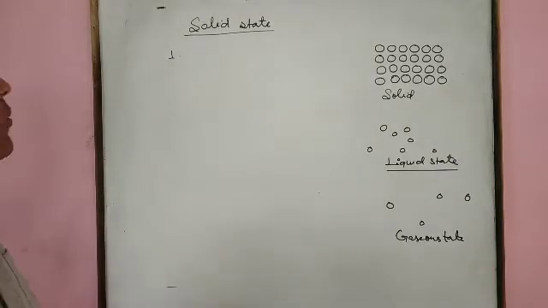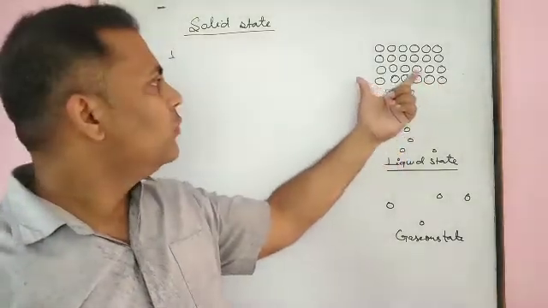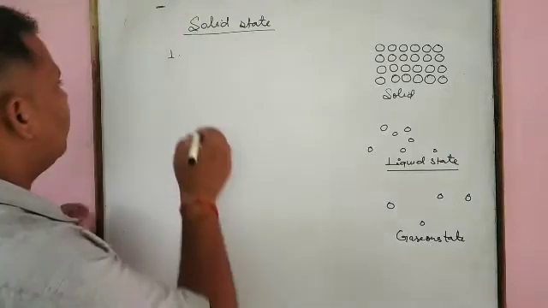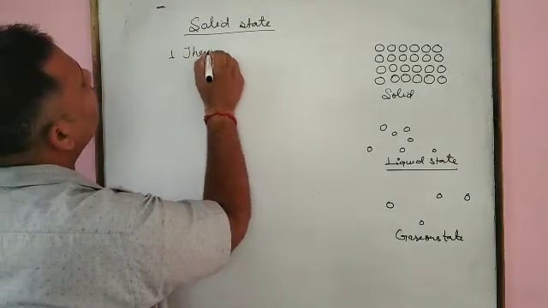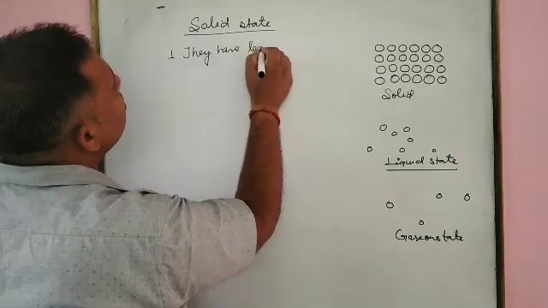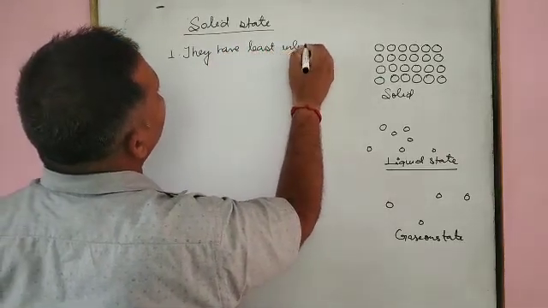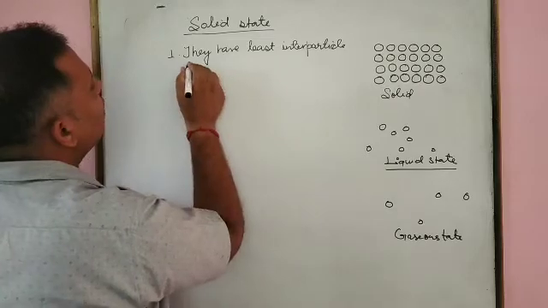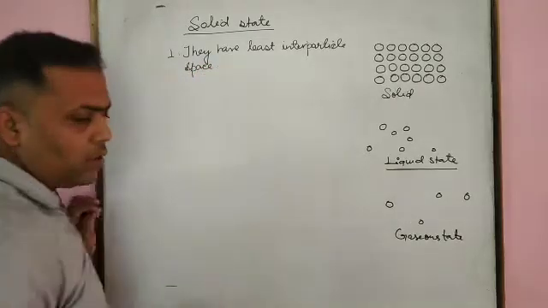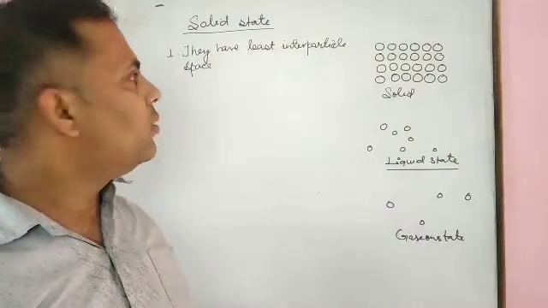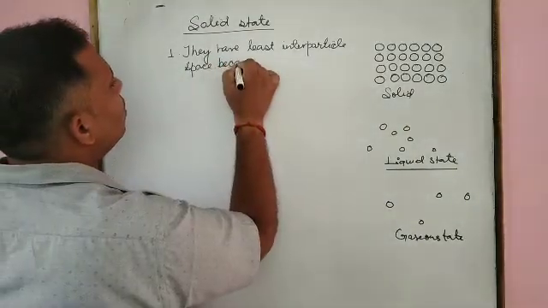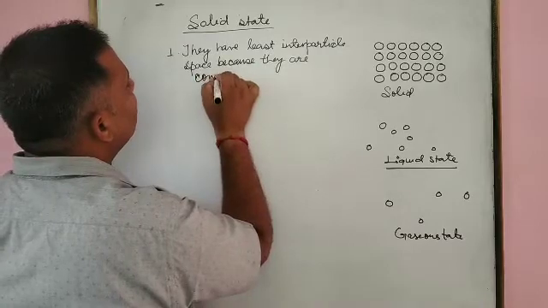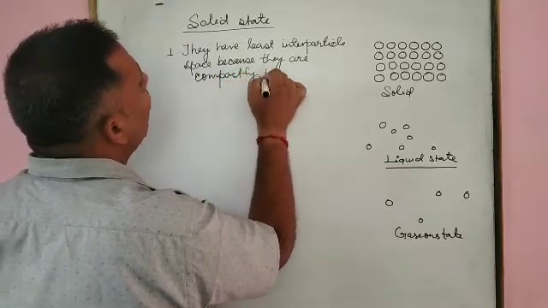In case of solid state, the particles are closer to each other. It means they have least interparticle space, because they are compactly packed.